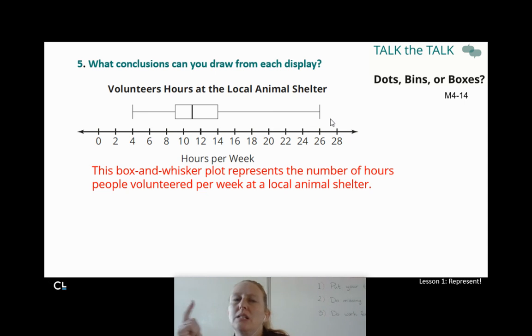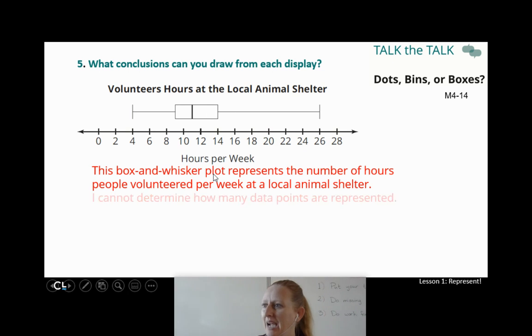So it's interesting because with the dot plot, I could count them up and know how many participants were in the Special Olympics. For the histogram, I could count it up and know how many months we kept track of this data. But with a box and whisker plot, I can't do that. I don't know how many data points there are here.